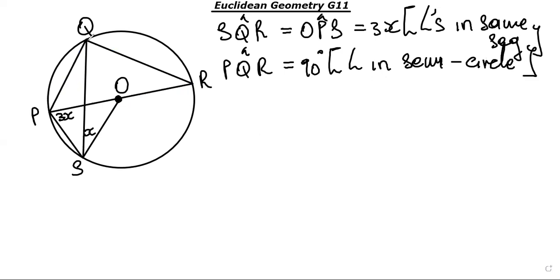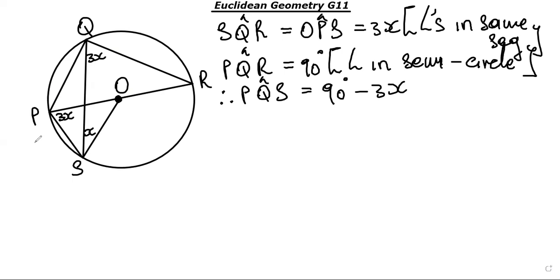Awesome. So we know that the size of this angle is 3x, and we know that the whole of this angle is 90 degrees. So if you make this one the subject of the formula, you are just going to say, well, PQS is equal to 90 degrees minus 3x.